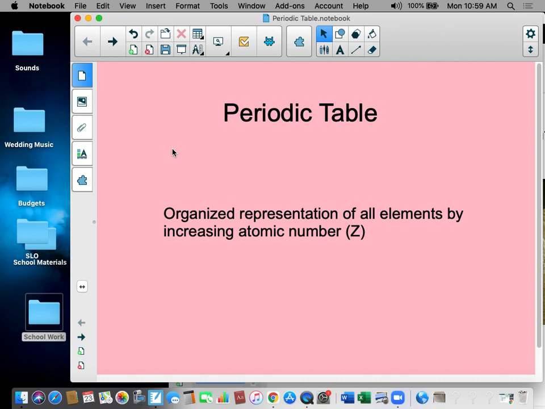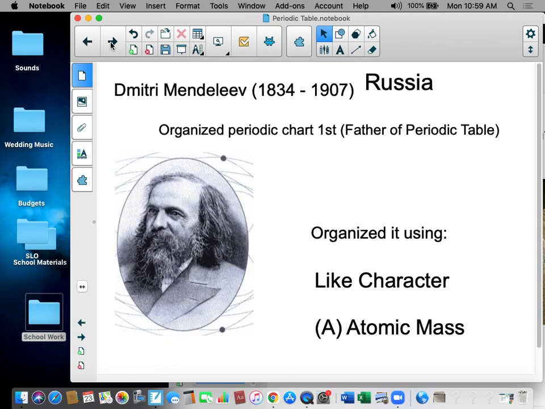Fascinating world of chemistry, looking at the periodic chart. The periodic chart is a representation of all elements by increasing atomic number, which we've already defined as a value Z. Now, the first chart was organized by Dr. Dmitri Mendeleev. He's Russian, and he was called the father of the periodic chart because he first organized a chart.